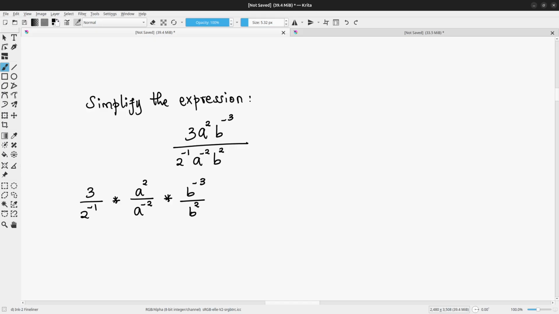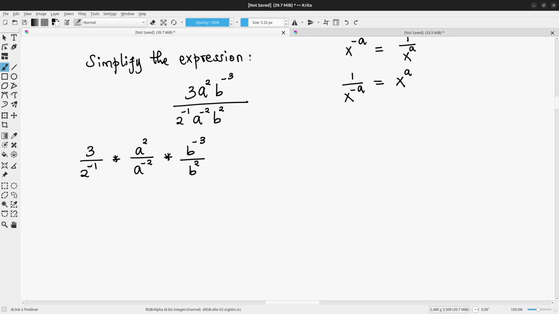Now remember, anytime you are given something like x to the power of negative a, this is the same as doing 1 over x to the power of a. But also, when I give you something like 1 over x to the power of negative a, this is the same as doing x to the power of a. So in our case, we are going to bring this 2 to the top. So this will become 3 times 2 to the power of 1.